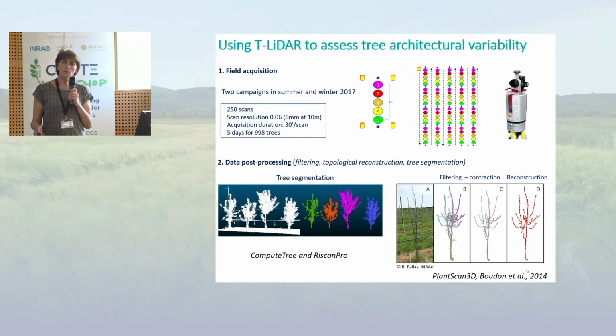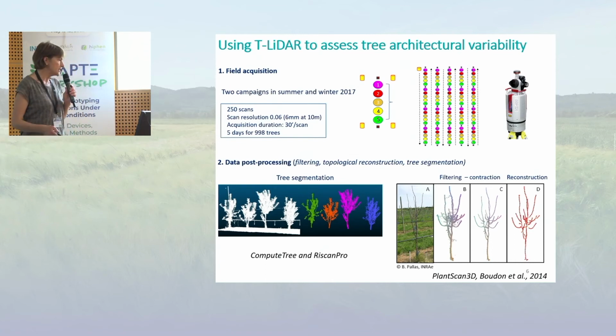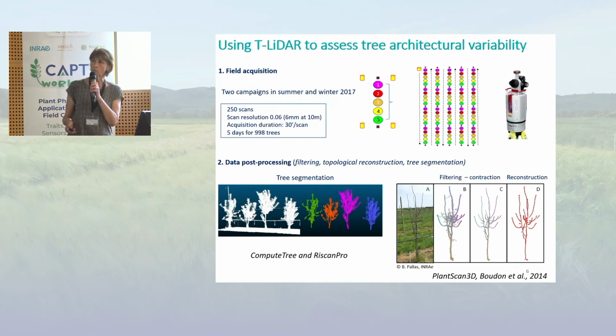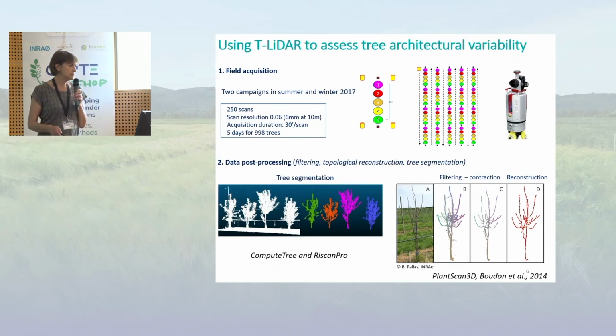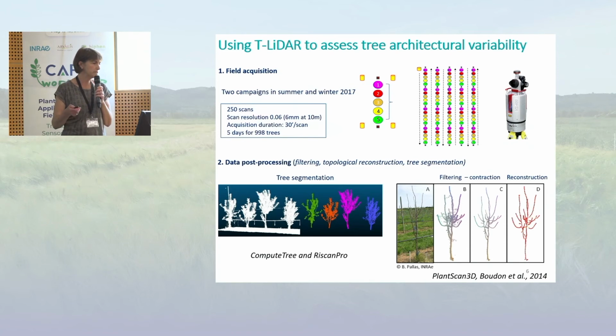Okay, so the field acquisition for terrestrial LiDAR, we did 2 campaigns, one in summer, one in winter. And we took 1 scan every 5 trees on each side of the row. We got this kind of images, then we had some data post-processing for filtering, removing the soil, the wires, and also to segment the trees because each tree was a different genotype.